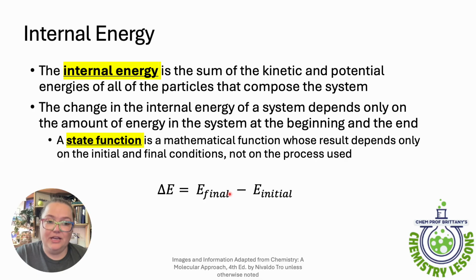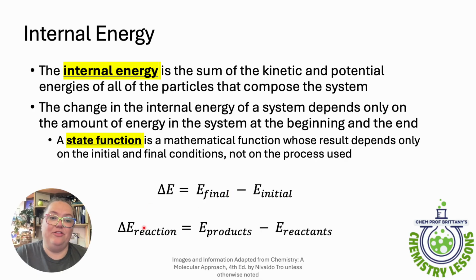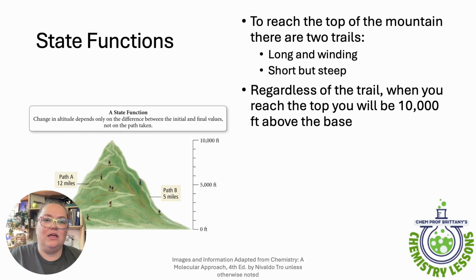And for chemistry, what that means is the total energy change in our reaction is equal to products and reactants, final minus initial. Right? So state functions are like climbing a mountain, okay? There are 2 ways that we can climb the mountain. We can either go straight up, which is super, super steep, or we can do the whole switchbacks, windy business, right? This path is 12 miles long. This path is 5 miles long. Regardless of which trail you choose, we start here at 0 feet above sea level and end up here at 10,000 feet above sea level, we'll say.